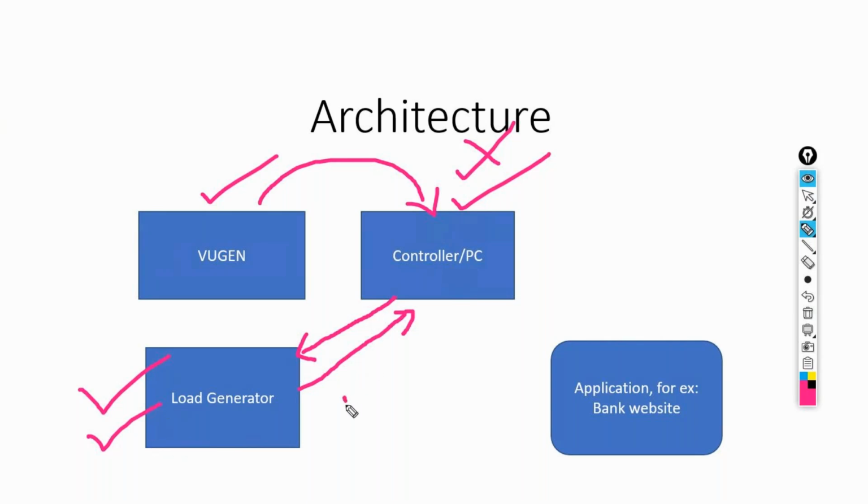Okay, so there is something called the agent process. In short, I'm writing AP, agent process, which acts as a common bridge between the load generator and the controller to transfer all the files.